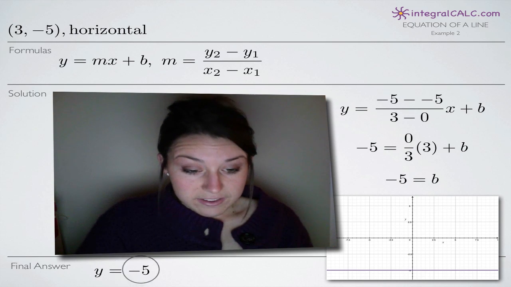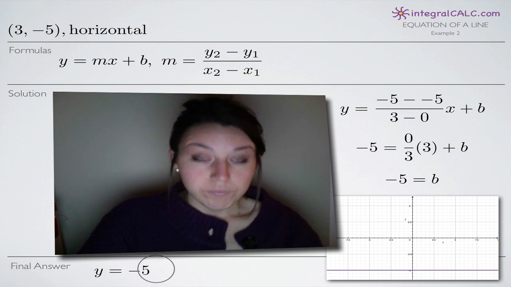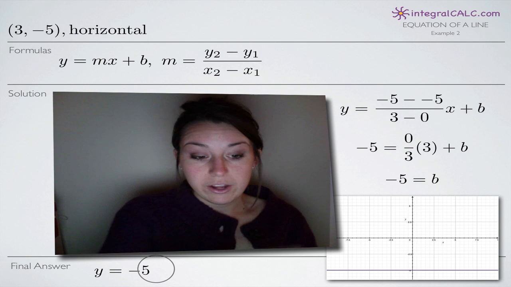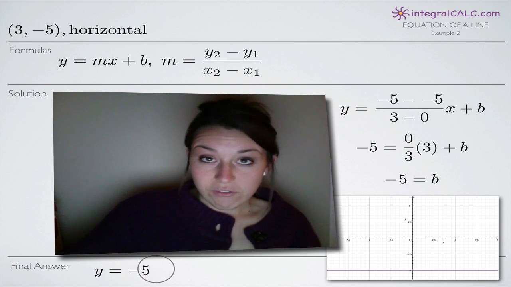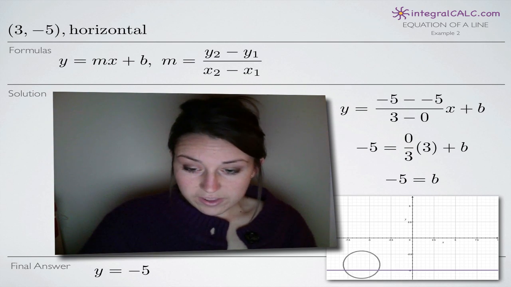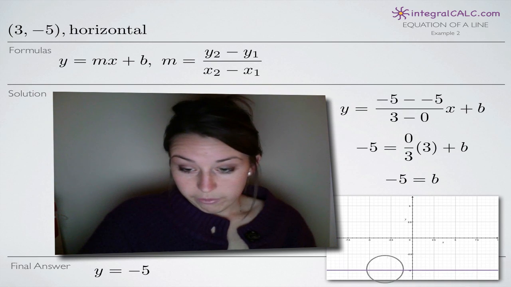And you should recognize this as the equation of a horizontal line because it's just the line where y equals -5 all the time. And you can see that that's what our line looks like from the graph here.